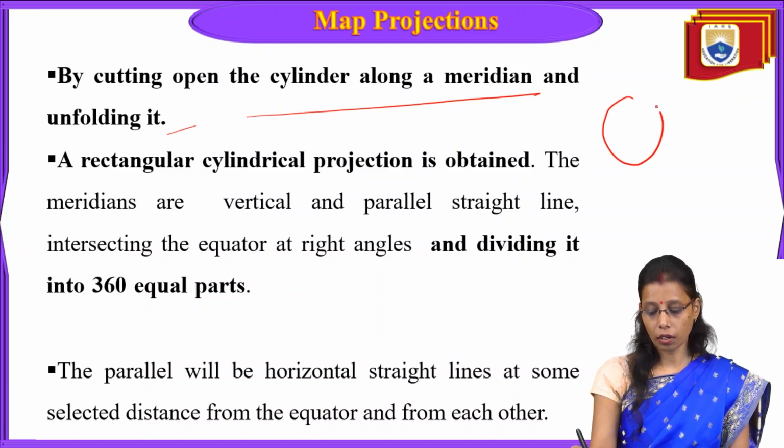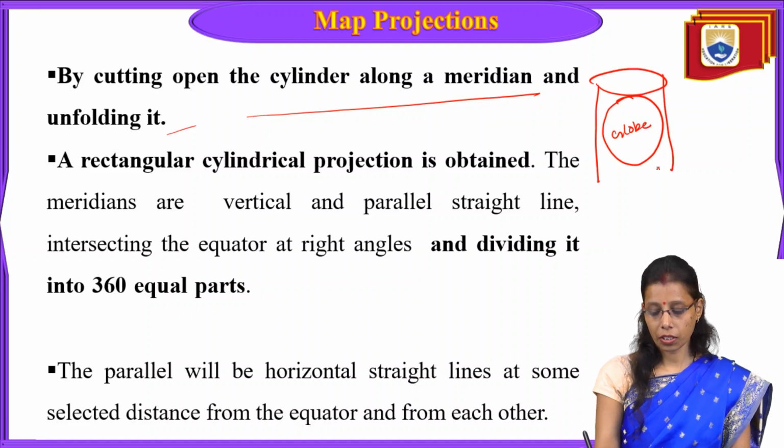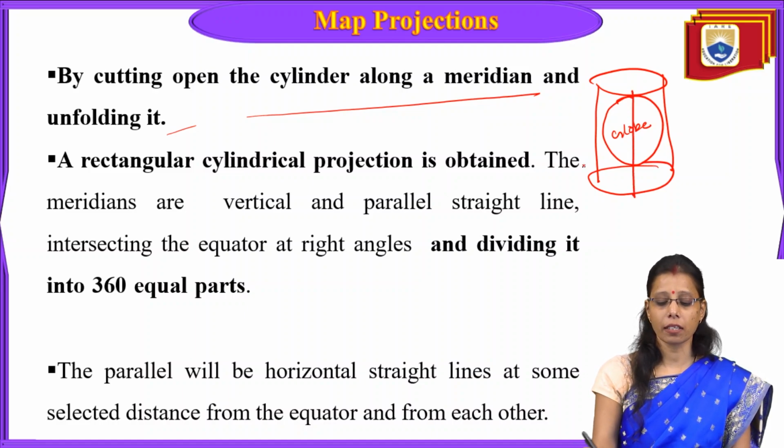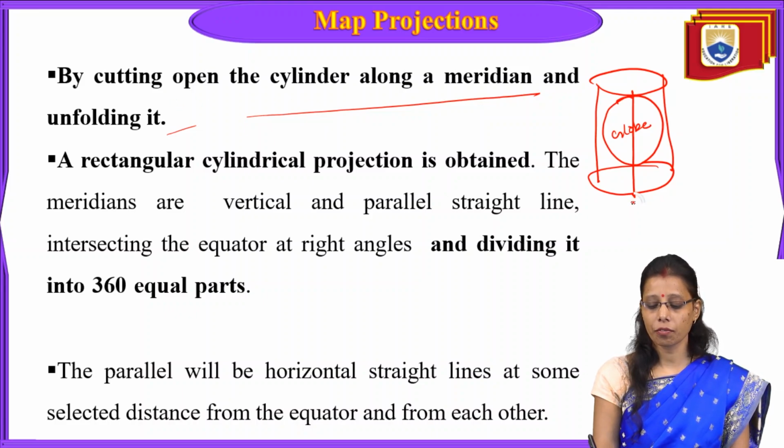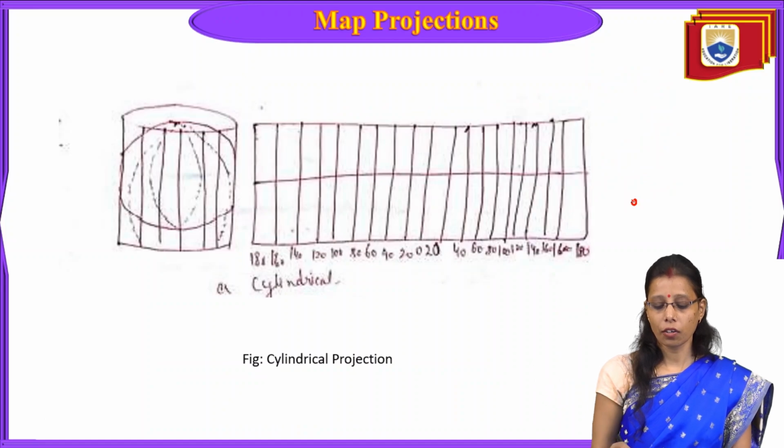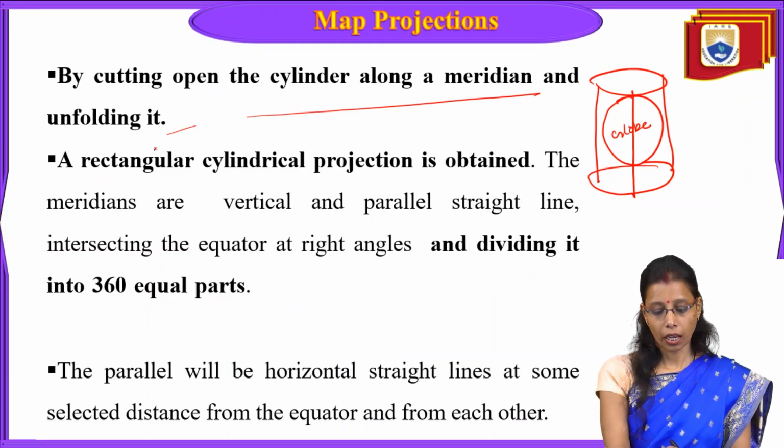So this is your globe. Now you have a cylinder here like this. Cylinder means if you wrap a paper on the globe and then you cut from the center, along the meridian, where you have 0 degrees, and unfold it, then you will find the cylindrical projection. So a rectangular cylindrical projection is obtained.